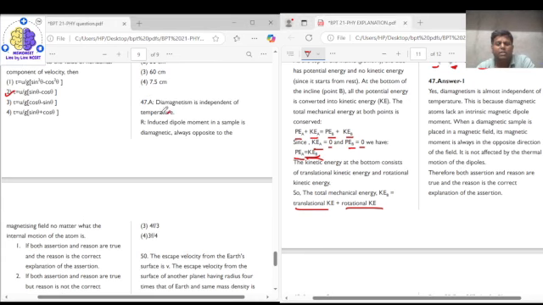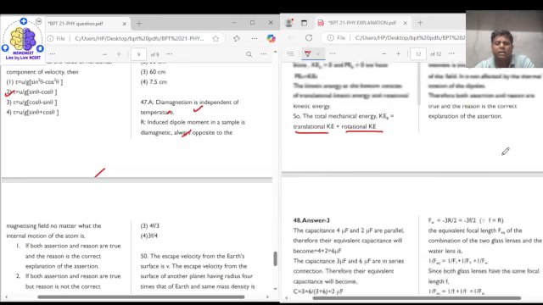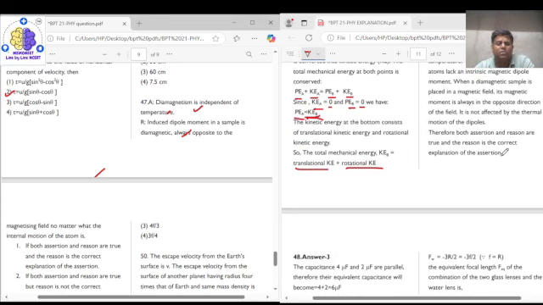Coming to question number 47, question number 47 says that the assertion is diamagnetism is independent of temperature. Reason is induced dipole moment in a sample is diamagnetic, always opposite to the magnetizing field, no matter what the internal motion of the atom is. So this reason is the correct explanation for the assertion. So we can say the correct answer is option 1, that is, both assertion and reason are true and the reason is the correct explanation.